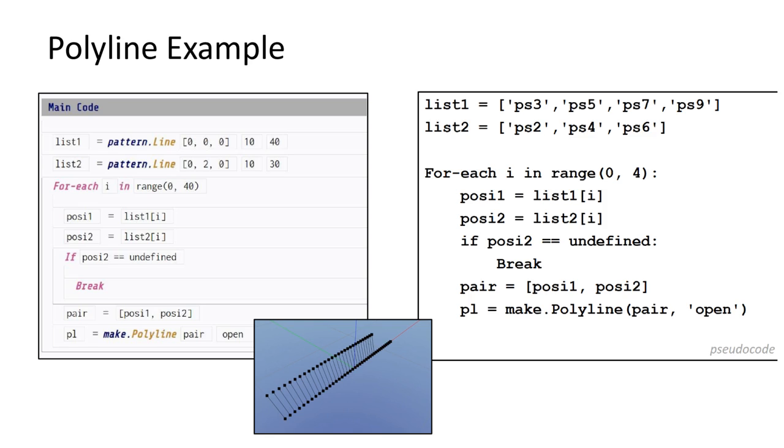Here is the example discussed in the theory lecture. It includes a for each loop, an if condition, and a break loop statement. In the Mobius version, we have created more positions and more lines. We use the pattern.line function to make lists of positions. After that, the logic is exactly the same as the pseudocode version.